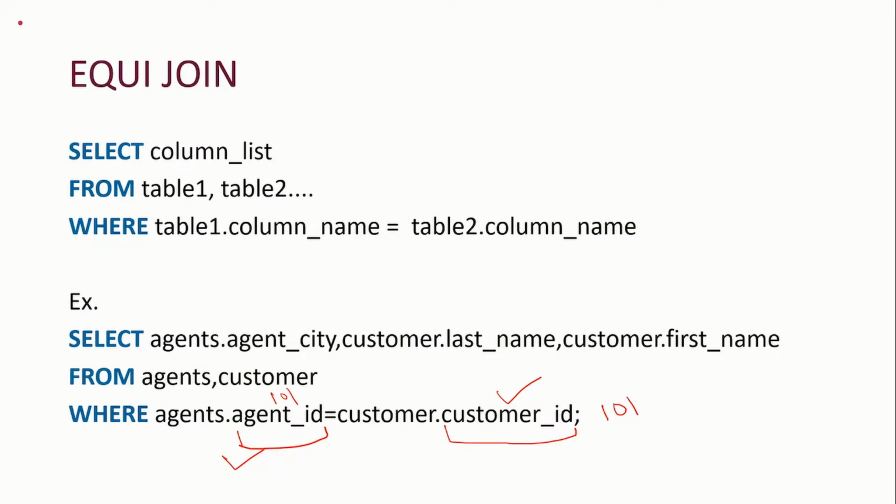So understood? Any doubt within this equijoin? The main difference between the equijoin and inner join is what? In equijoin, column names are different and we can compare it if data contents are same. In inner join, column name must be the same along with the data. Then we can perform the operation of join.